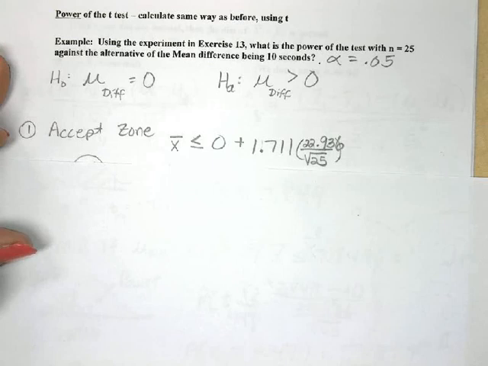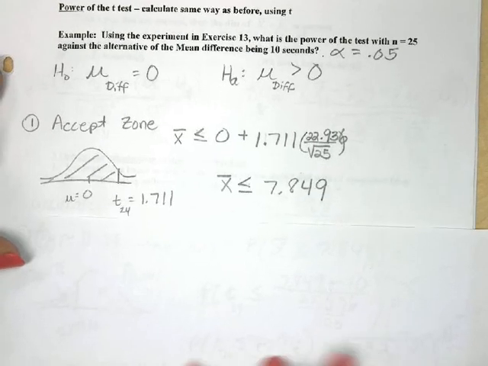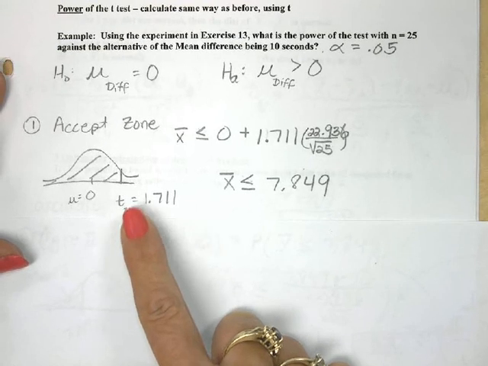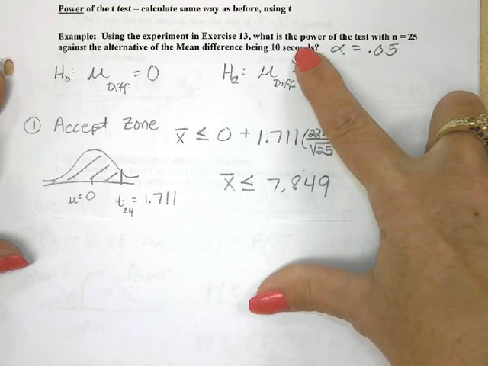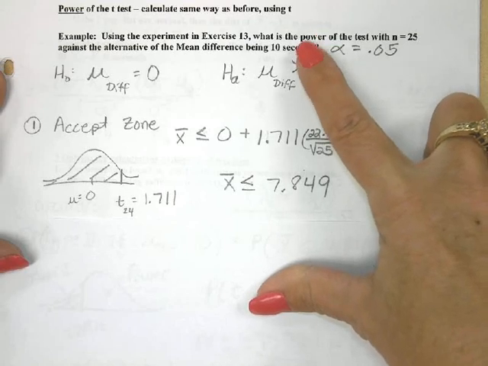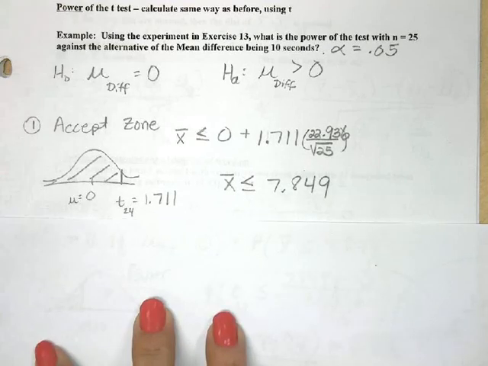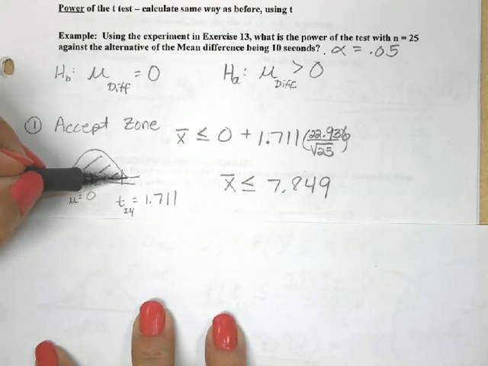So what do we do? Same idea as what we did before, except we're going to be using a little different t-value rather than a z-value. So we know that a power is the likelihood of rejecting the null when an alternative is true. So we can either find the rejection zone or the acceptance zone. And I've set up my picture here to find the acceptance zone. Remember, rejection zone would be down here.